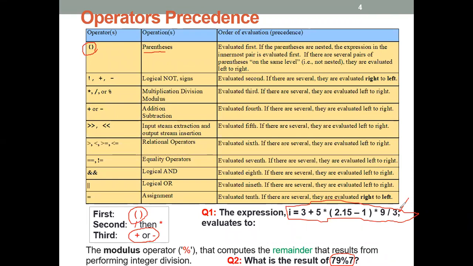But if you want me to explain again, when you check this equation, there is a parenthesis here. I don't want to go into detail about this because I want to go into more detail on other things. Here you solve this one first. After solving this one, you have to solve the multiply and divide. So when you solve 2.15 minus 1, the answer will be 1.15.